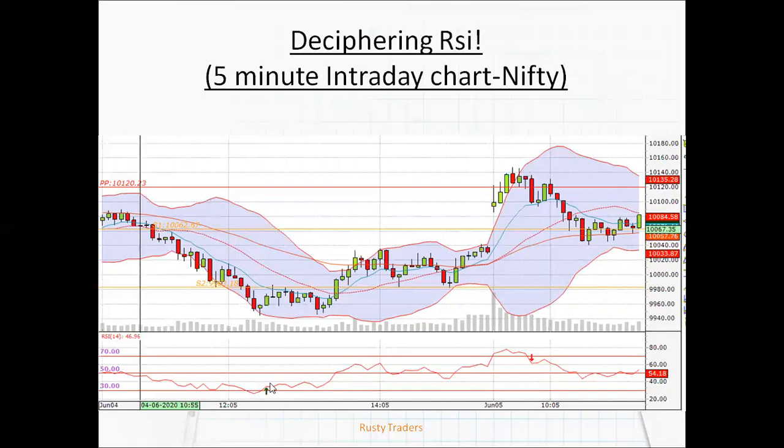Is there a guarantee that this cannot go down? There is no such guarantee. It can definitely go down. That is why you put your stop losses. That is why you have proper risk management in place. But these are high probability places where you can initiate a buy. So I am entering my positions here.